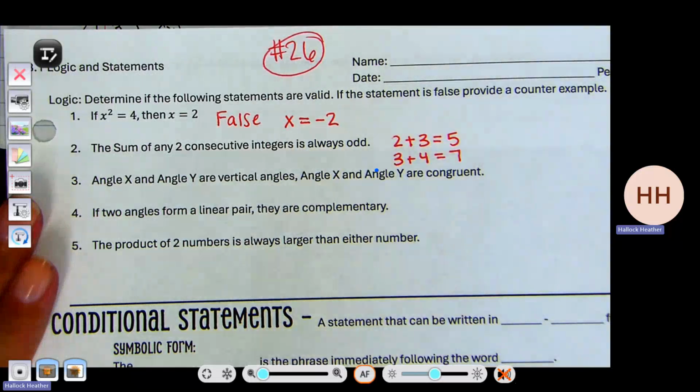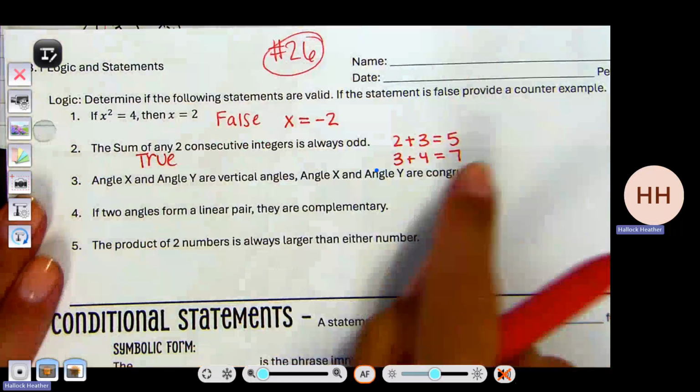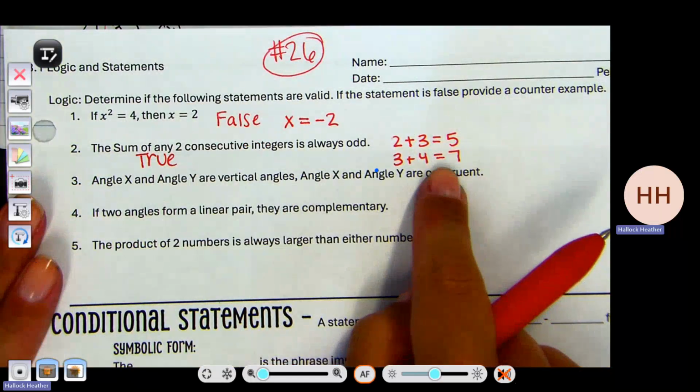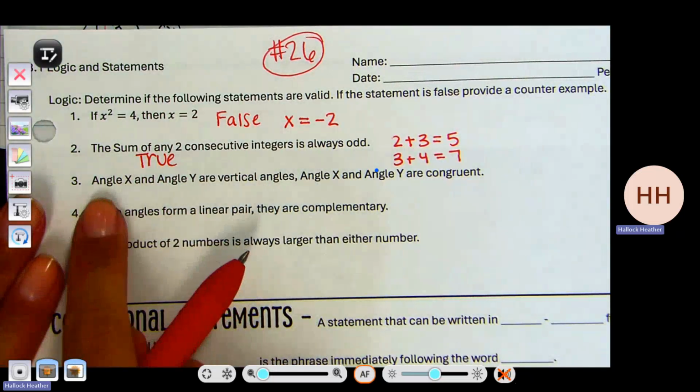So is it always going to be odd? Yes, this is true. So this is technically not a counterexample. I was just trying to show you. Any 2 numbers that I add together that are consecutive, one will always be even and one will always be odd, so it will always produce an odd number. So this is a true statement. So try to think about number 3.